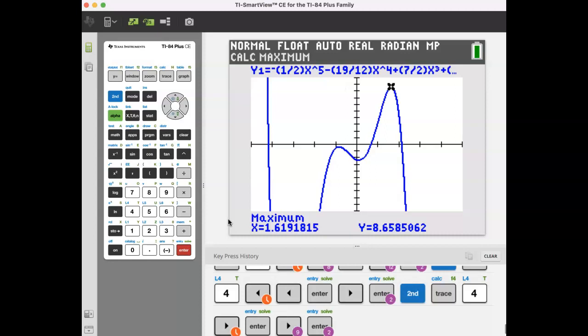Our first decreasing interval is going to go from negative infinity to negative 3.39, and then from negative 0.85 to 0.09, and then from 1.62 to infinity.